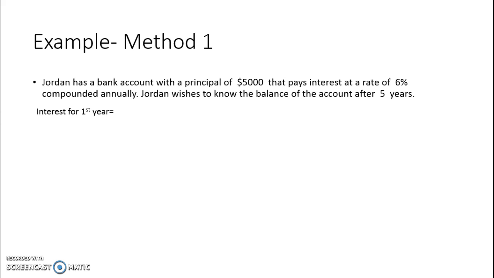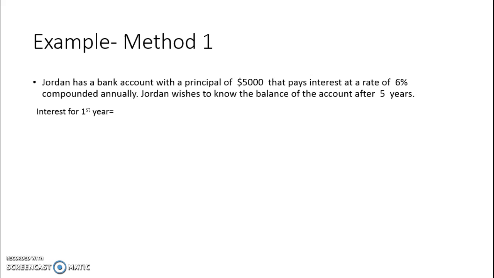Now, let's go through an example. In this question, it says Jordan has a bank account with a principal of $5,000 that pays interest at a rate of 6% compounded annually. Jordan wishes to know the balance of the account after 5 years.